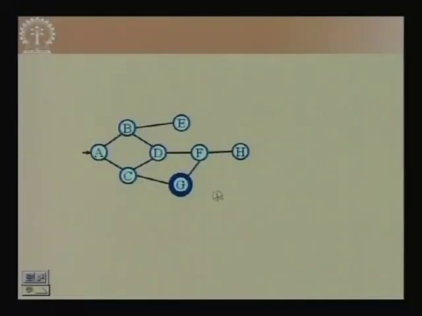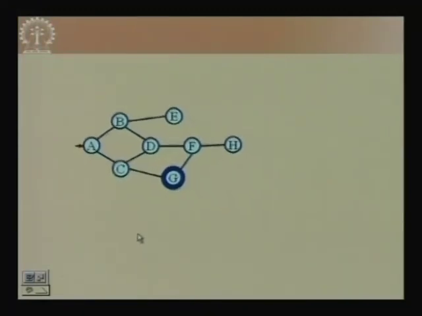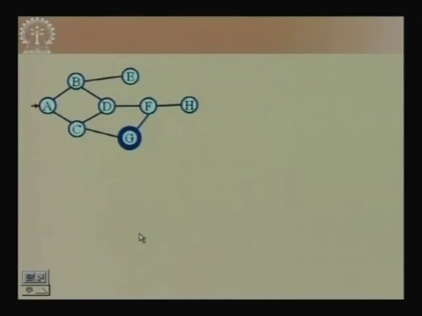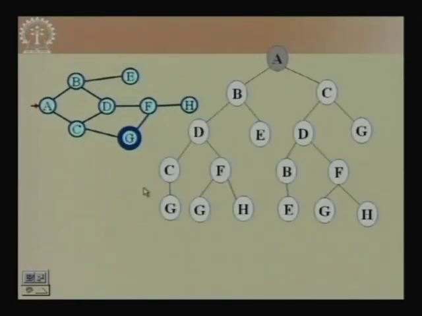So, suppose this is a search space, a very simple search space. We will see how we apply breadth first search on this search space. Now, we have seen earlier that this search space gives rise to this search tree, and breadth first search will actually search on this tree in order to find a goal.